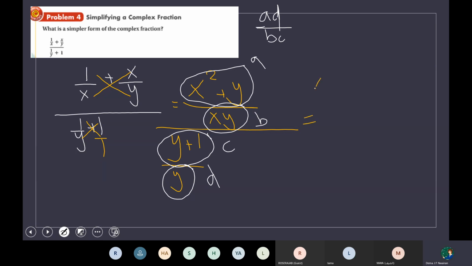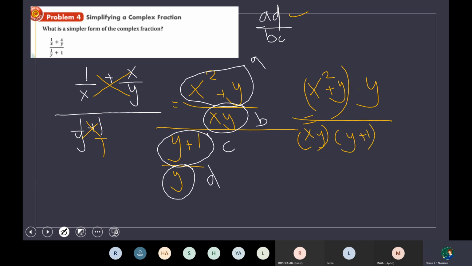Where is A? It's X squared plus Y. Where is D? It is Y. The numerator will be over XY, which is D, times C, which is Y plus 1.